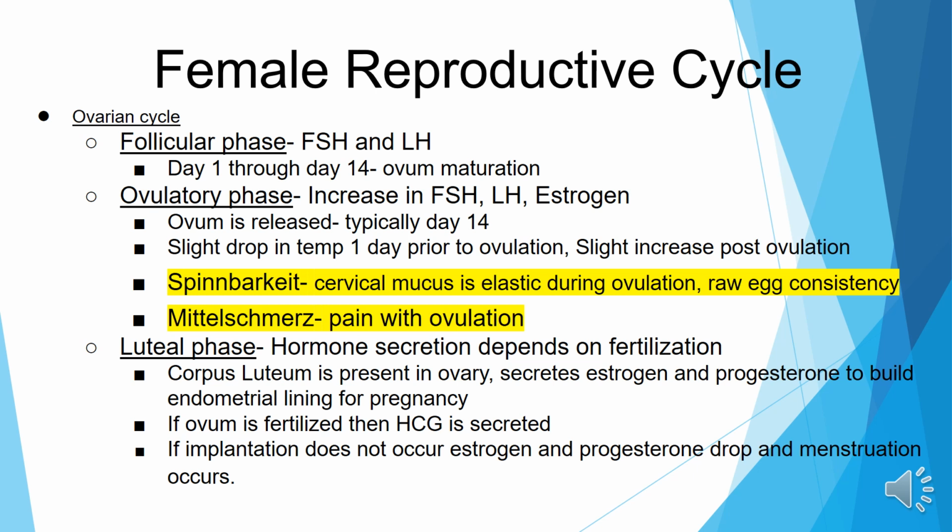If implantation does not occur, the estrogen and progesterone drop, and that sudden drop in estrogen and progesterone is what causes menstruation to occur. So again, remember the term corpus luteum because that is that little sac that keeps pregnancy going and secretes estrogen and progesterone to keep the lining of the uterus ready for pregnancy and ready for implantation if that ovum becomes fertilized by a sperm. Okay.